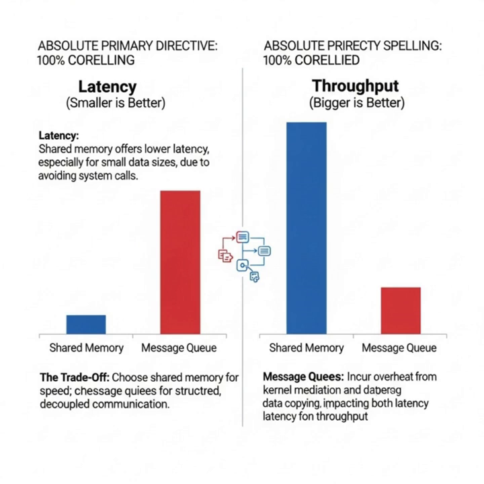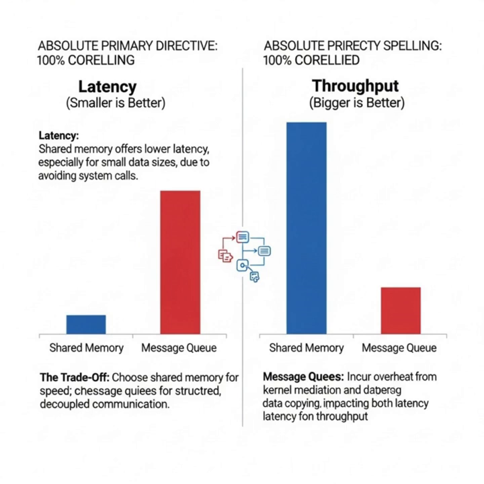Latency is the time it takes for a single piece of data to travel from one process to another. Throughput is the total amount of data we can move in a given period. For small message sizes, shared memory exhibits significantly lower latency. We're talking nanoseconds versus the microseconds required for message queues, simply because we avoid the context switch and system call overhead. As the data payload size increases, this gap narrows because the cost of the system call for message queues becomes a smaller percentage of the total transfer time. However, shared memory almost always retains a latency advantage.